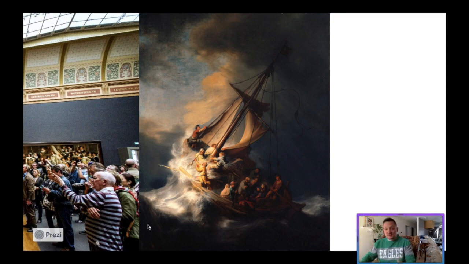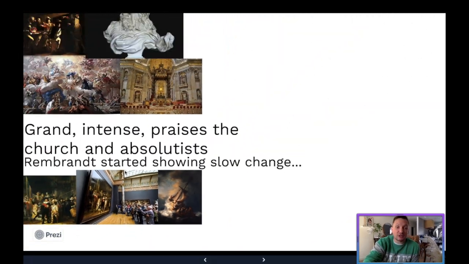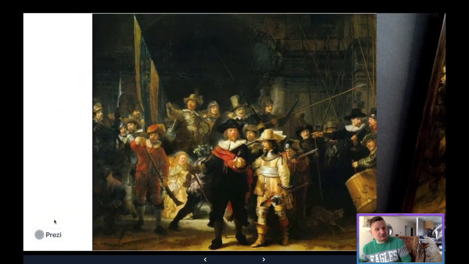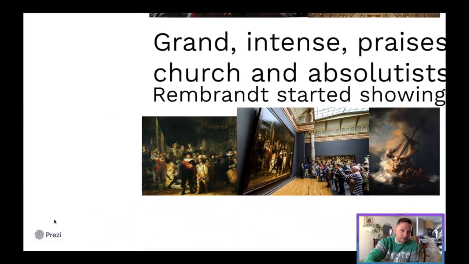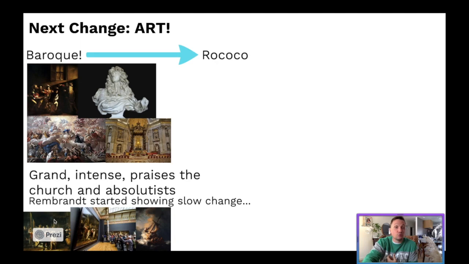This one, The Storm on the Sea of Galilee by Rembrandt, as you can tell, is still intense. It's very, very high intensity, but it's actually not using as many giant themes. And this one, of course, is his most famous one. It's known as the Night Watch, which actually shows a nighttime militia that is in charge of preventing crime in one of the Dutch cities. And it is actually Baroque art, but it's being toned down. And since it's being toned down, it then eventually moves into Rococo.